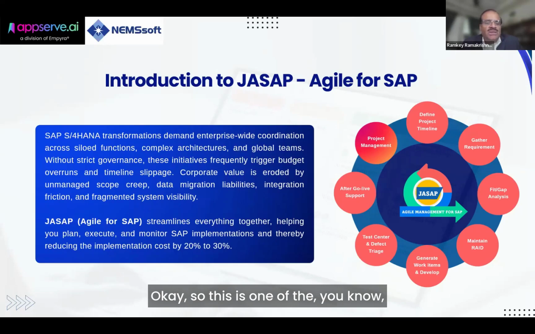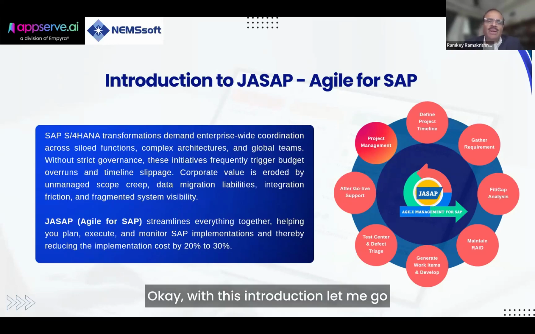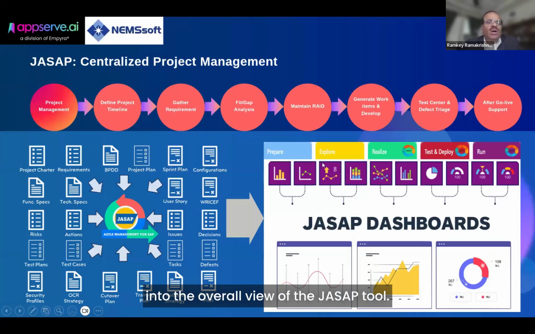Okay. So this is one of the tools available to run the project in an agile manner, and it streamlines everything together, helping from the planning, collecting the requirements, and running the development and testing, and tying everything together. Okay. With this introduction, let me go into the overall view of the JASAP tool.